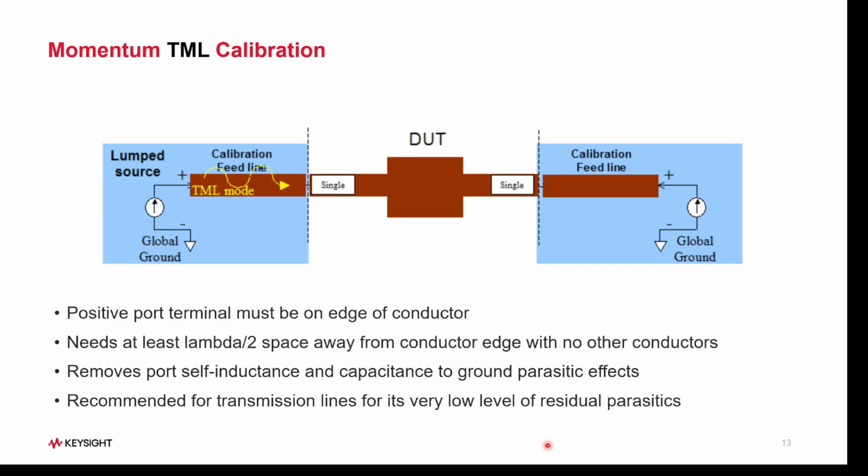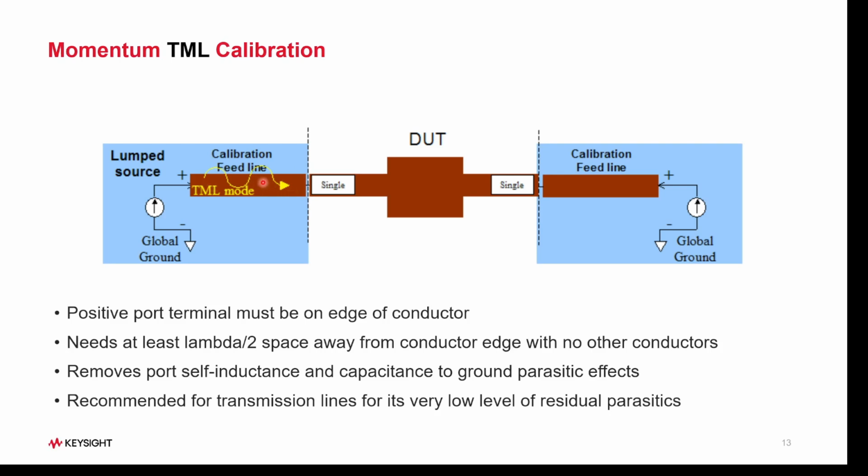So let's go to TML calibration. In this case, again, a positive terminal must be on an edge conductor. It needs at least lambda over 2 space away from the conductor edge, so it needs to have some open space in this direction here. This is to be able to place essentially a transmission line, which is going to allow the electric field of this lumped source to develop.